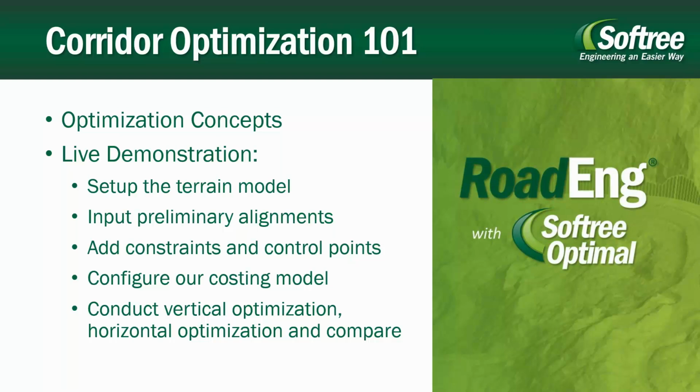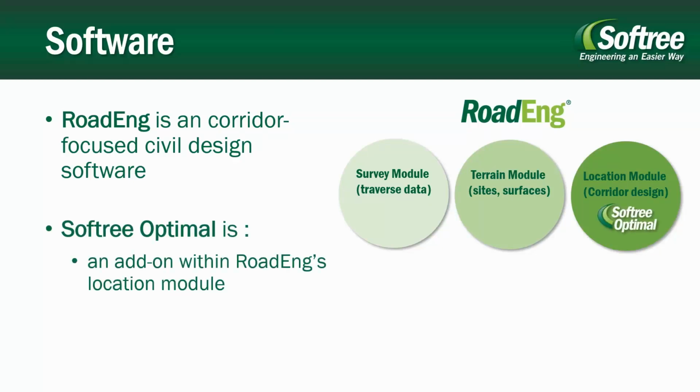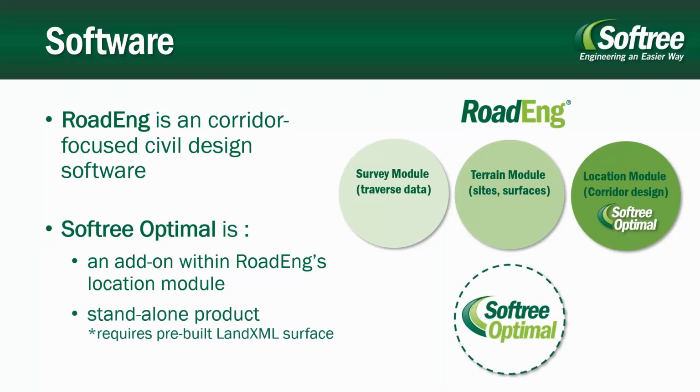So we are going to be using our RoadEng software with Softree Optimal. This is kind of like our biggest, fullest package of software today. I should make a couple notes about that first. So RoadEng is our corridor-focused civil design software. It's got 3 different modules. Inside the location module is actually where Softree Optimal can be available as an add-on. So that's what we're working with today. I should mention it is also a standalone product.